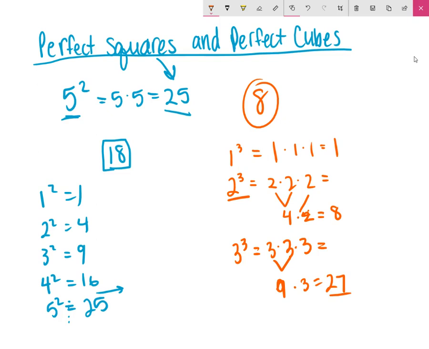So that's how we figure out what our perfect cubes and our perfect squares are. So go into the exponent module, and under perfect squares and perfect cubes, download your list of perfect squares and perfect cubes so that you can start to memorize your perfect squares and perfect cubes and then decide which ones are and which ones are not.